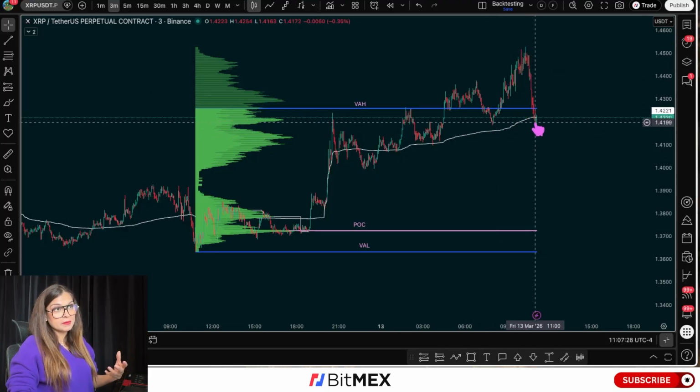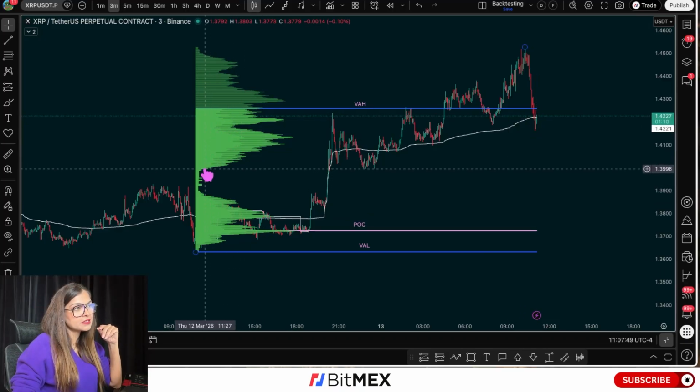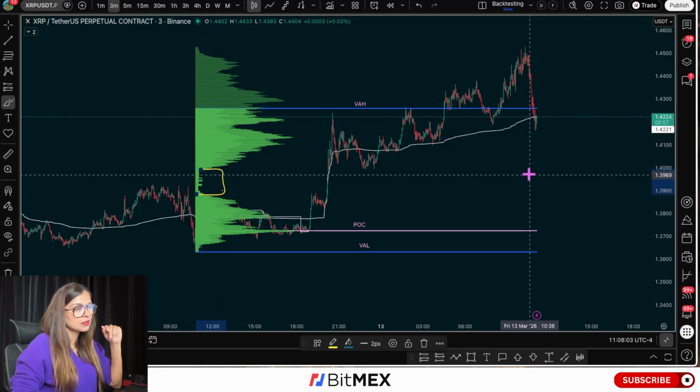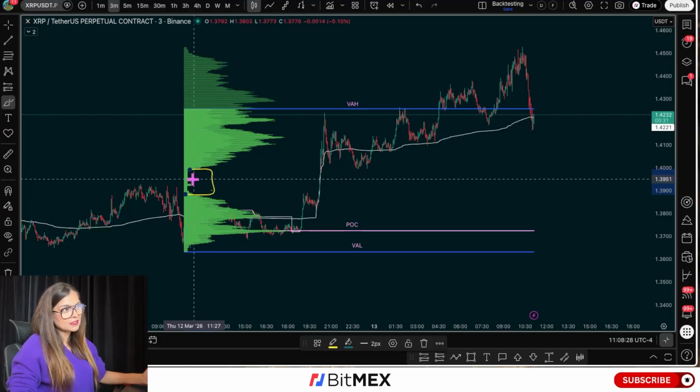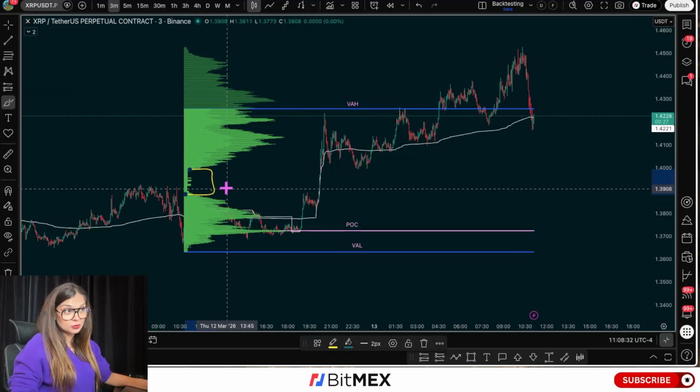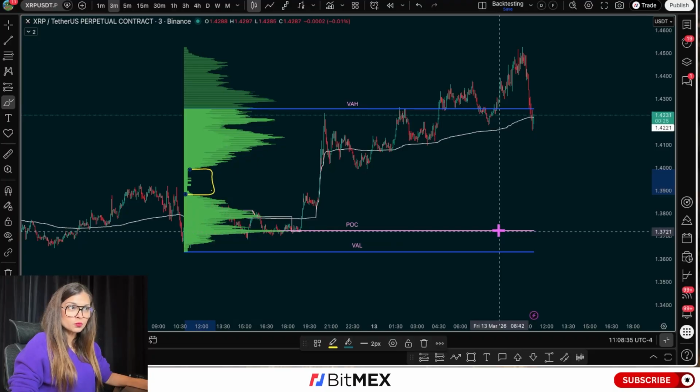And usually when it comes back down, what I'm looking at are these naked nodes, okay? So here, if you can see here, this area has not really been traded in, okay? It's kind of naked. And so what I expect is that price to come here eventually, fill in this naked node, and then continue up, or fill in this naked node, go back to the point of control where traders or participants found that this was good value actually for XRP.